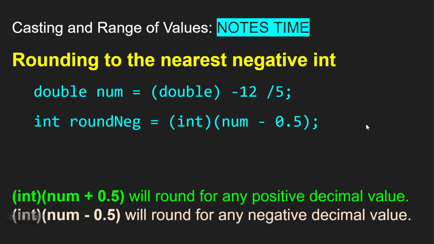Let's go ahead and try one more. Negative 12 divided by 5. And again, as long as we're casting our negative 12 to a double, this is going to give us a double value. So that ends up with negative 2.4.